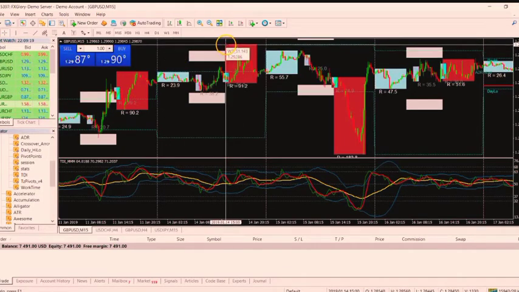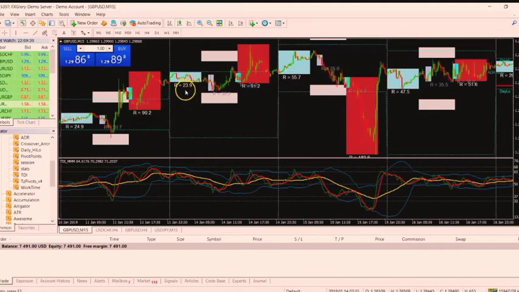So let's see, from this box to this box is around 91. Oh, I'm a little further out. It's around 91 pips. That's what it tells you right here. You see these 23.9? That's 23 pips right there. 90 pips from here to here.